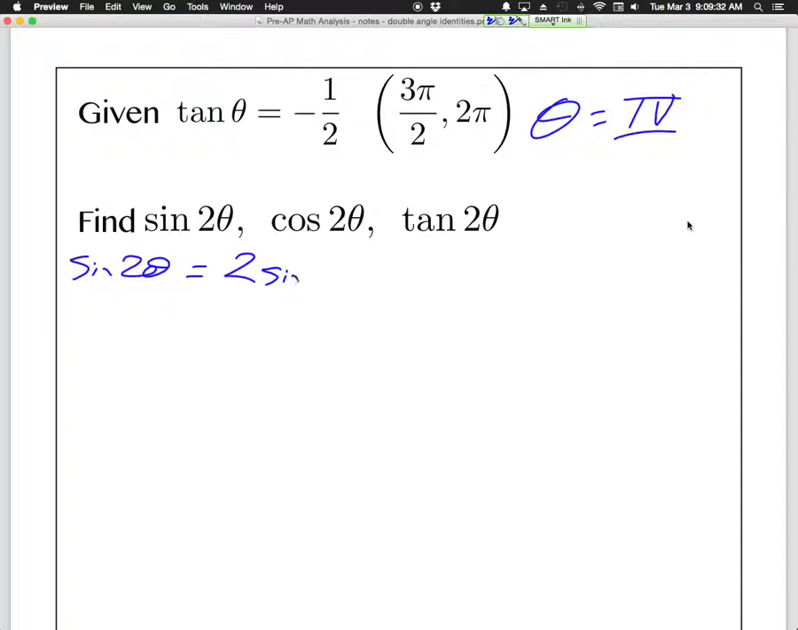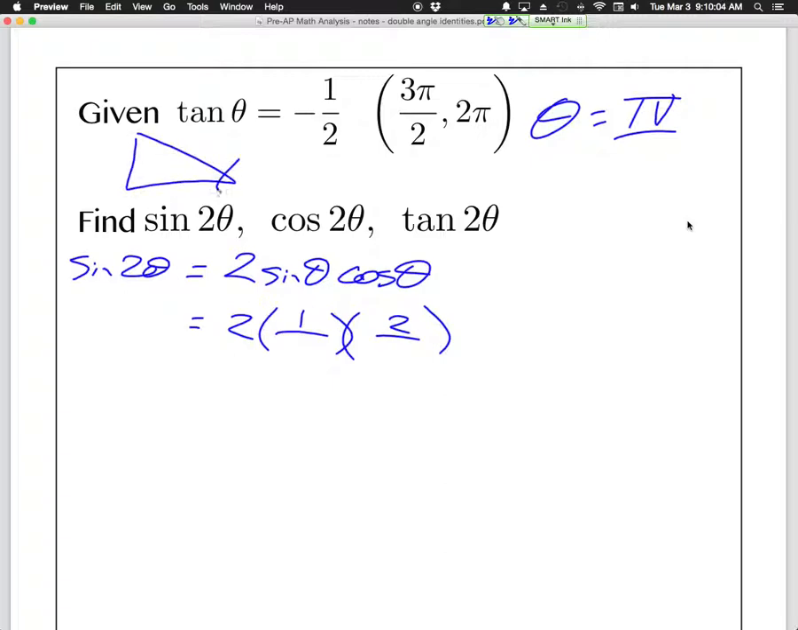So 2 sine of theta, cosine of theta. This time they didn't give me sine or cosine, they gave me tangent. So you have to draw a triangle. What do I already know about these two? I know the numerators. What's the numerator of sine? 1. What's the numerator of cosine? 2. So I just need to figure out the denominators.